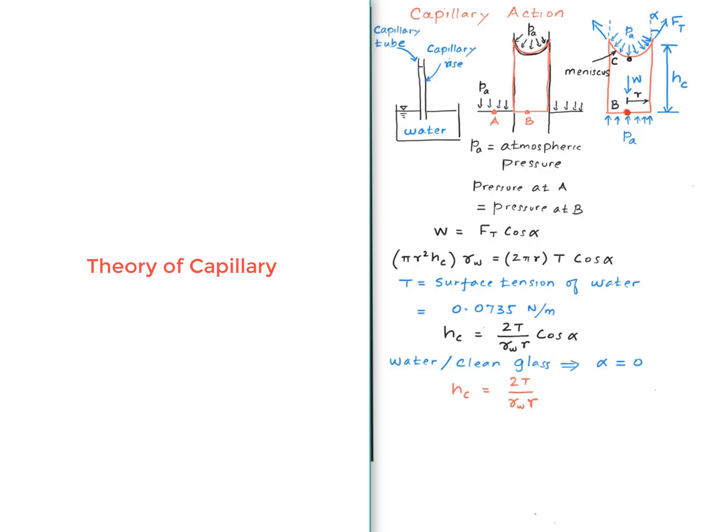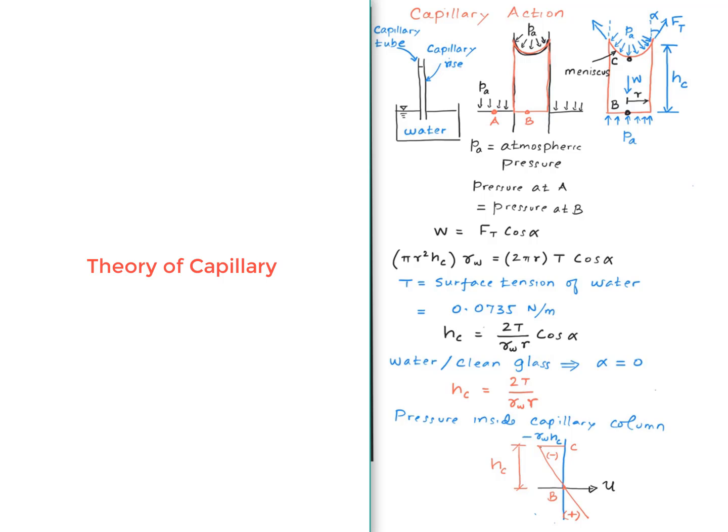We know the pressure here is atmospheric pressure, right? And if you go down, the pressure increases. But if you go up, the pressure decreases. And therefore, the pressure within the water column is negative. In other words, pressure inside the capillary column is negative.